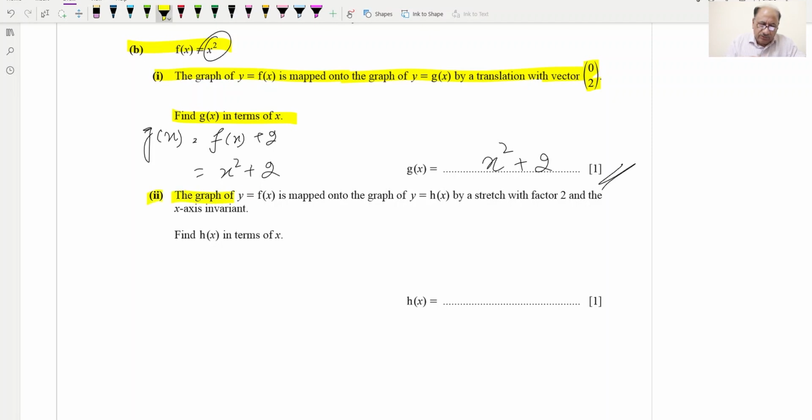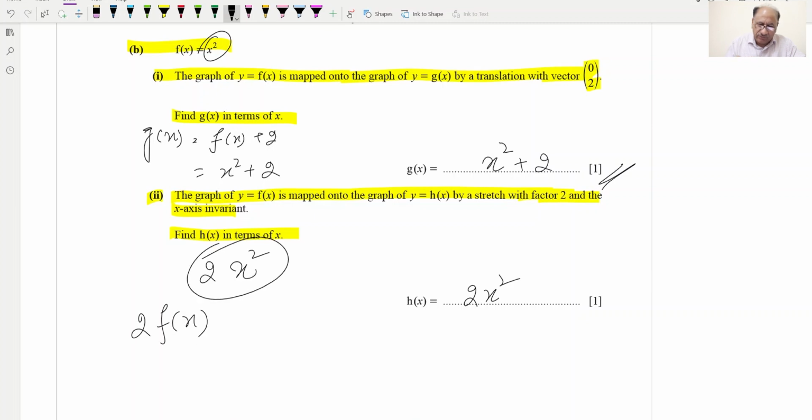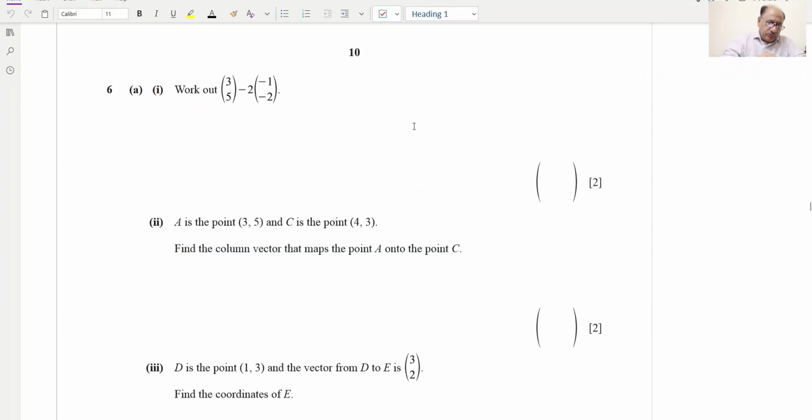Now second part, the graph of y is equal to f of x is mapped onto the graph of y is equal to h of x by a stretch of scale factor 2, with the x-axis invariant. Find h of x in terms of x. So the stretching part is what we are multiplying f of x by 2, so it will be 2x squared. So you can write 2 into f of x, which we have written like this. Hopefully you understood this.